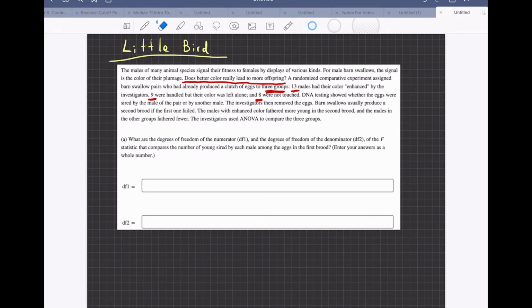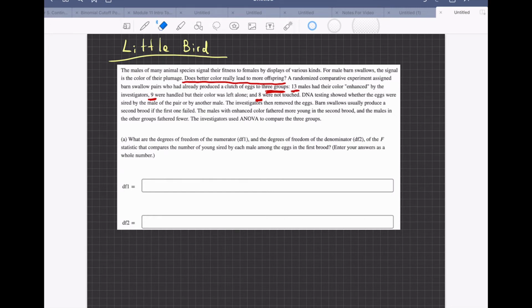So we have three categories, or three populations, right? DNA testing showed whether the eggs were sired by the male of the pair or by another male. The investigator then removed the eggs. Barn swallows usually produce a second brood if the first one failed. The male with enhanced color fathered more young in the second brood, and the males in the other groups fathered fewer. The investigators used ANOVA to compare the three groups.